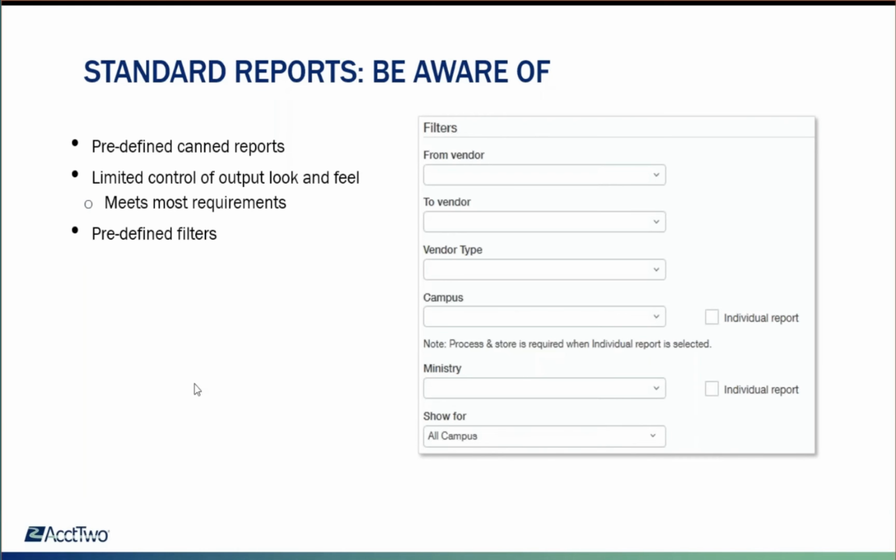So some things to be aware of with the standard reports is they are predefined canned reports, like I've mentioned. You have limited control over the look and feel of the output, but yet they meet most of our requirements. You know, the AR and AP aging reports, great reports, will meet most of our requirements. The general ledger, the trial balance, etc. There are these standard reports in almost every module.